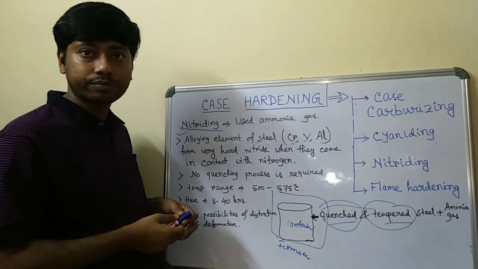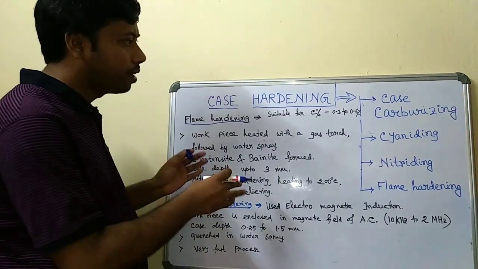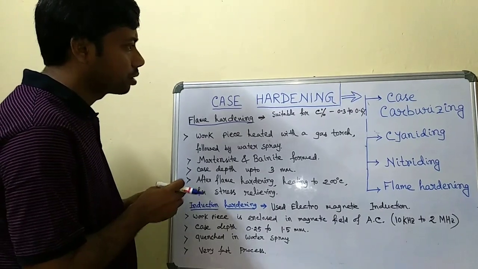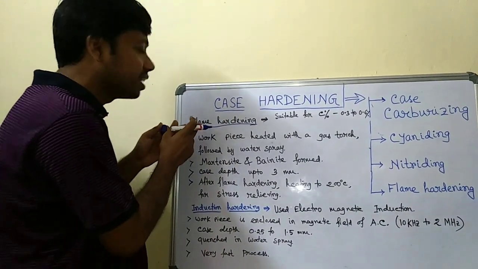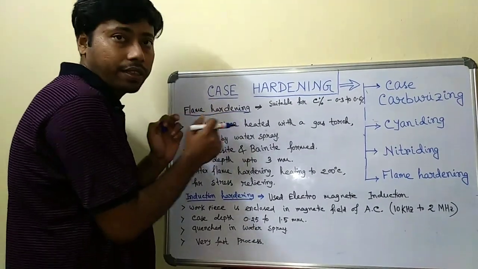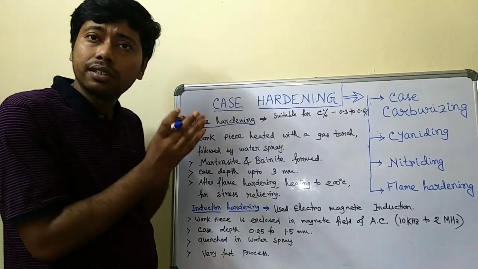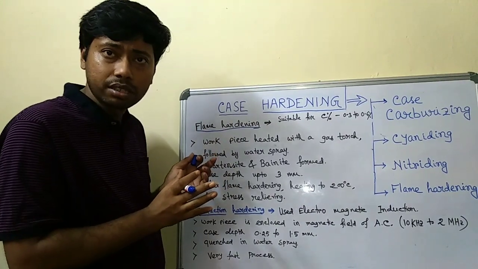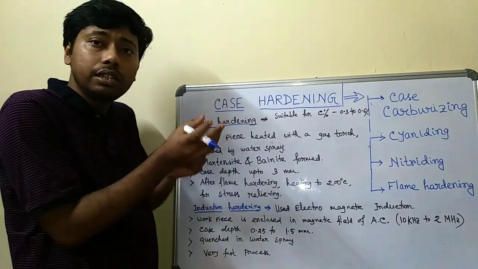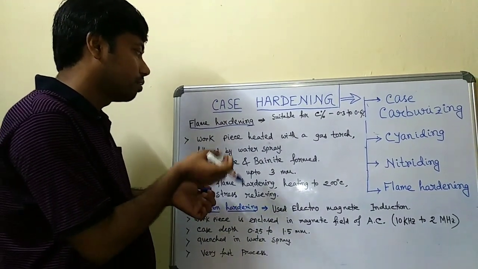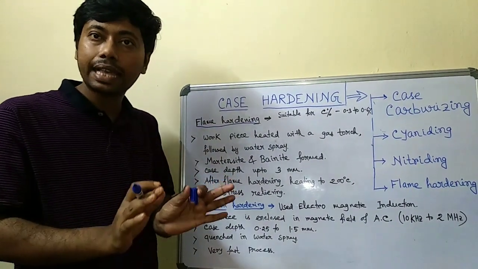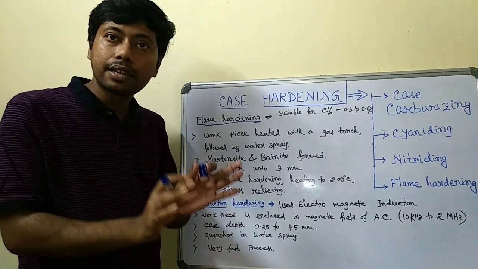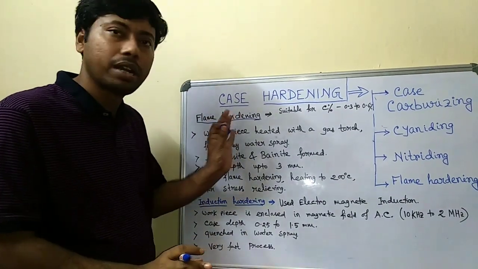Okay. Flame hardening. Flame hardening is one important heat treatment process of case hardening. As the name suggests, a flame is used for the flame hardening process, and the flame used is an oxyacetylene flame.